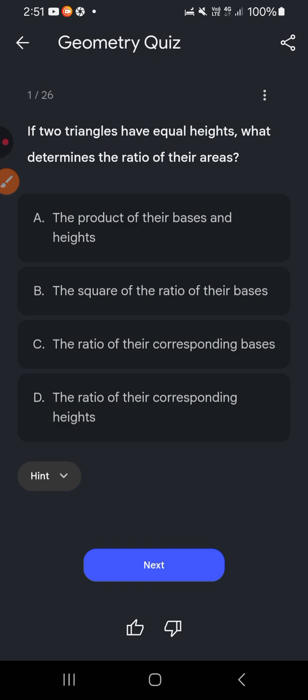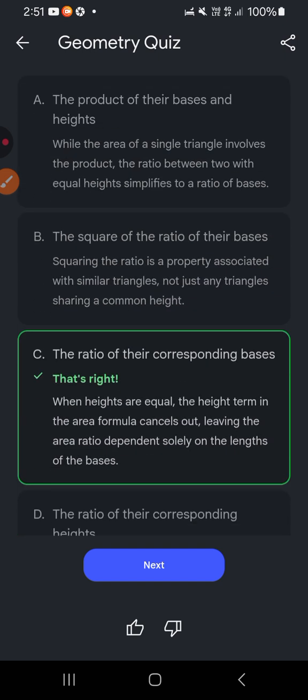First question: If two triangles have equal heights, what determines the ratio of their areas? Correct answer is C. The ratio of their corresponding bases. When heights are equal, the height term in the area formula cancels out, leaving the area ratio dependent solely on the length of the bases.